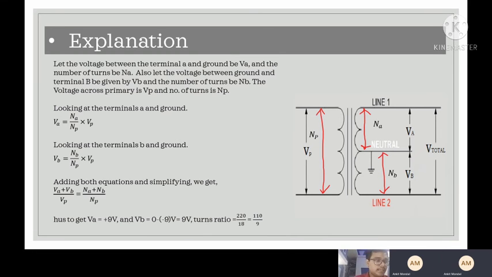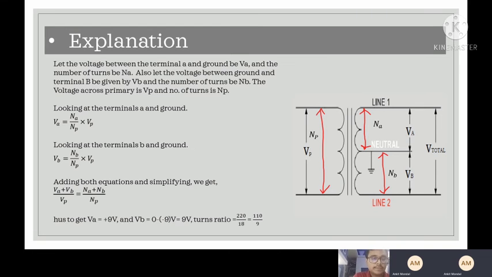From the turns ratio relations, we can actually calculate the turns ratio of this transformer, which will come out to be 110 by 9. So now we have understood that we need a transformer of 110 by 9 turns ratio in order to convert the 220 volt input into a 9 volt output. And this can be done using a center tap transformer.